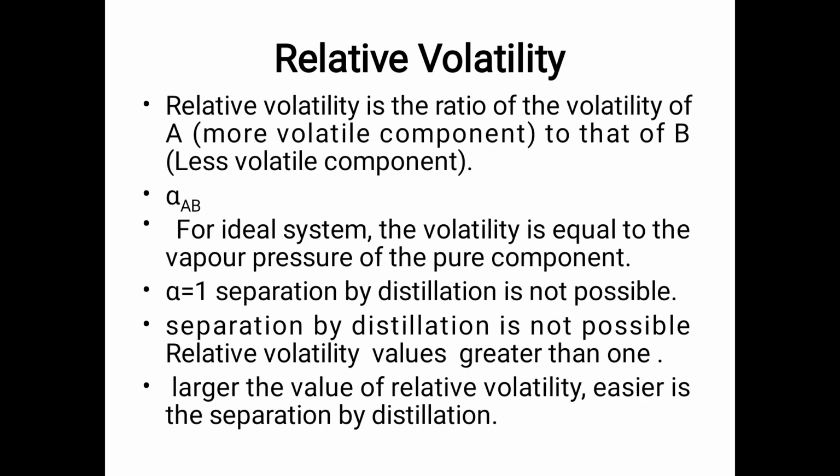So alpha, the relative volatility, plays a vital role in the separation process in distillation operation. Alpha equal to 1 means separation by distillation is not possible, and a value only slightly greater than 1 is also difficult, but a larger value, 2 to 4, is the range where maximum separation is possible. In that range, separation by the distillation process is easier.